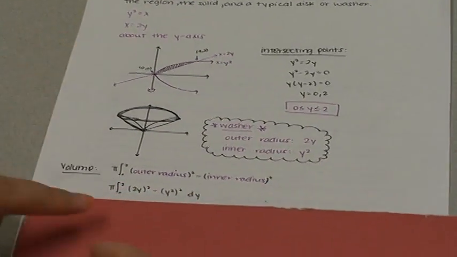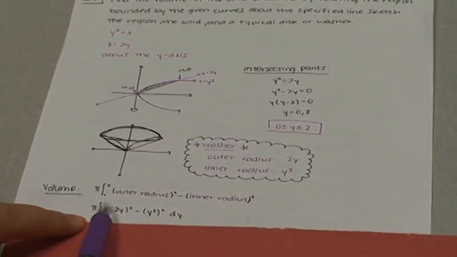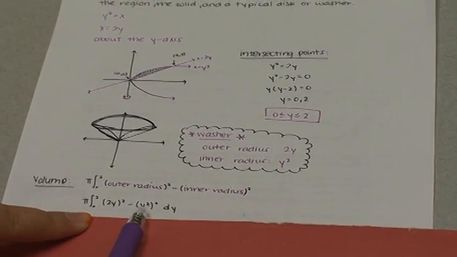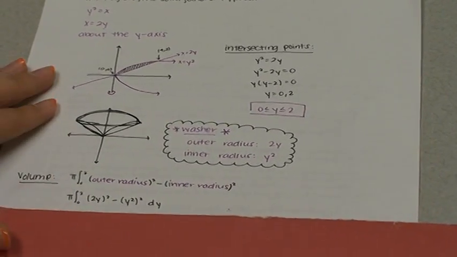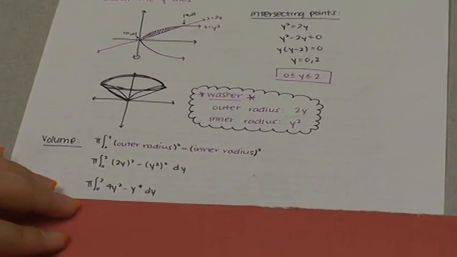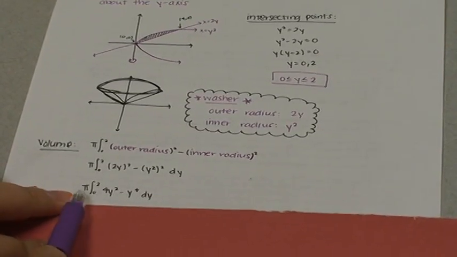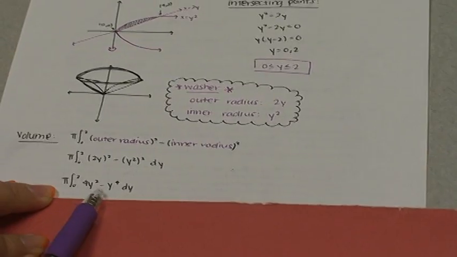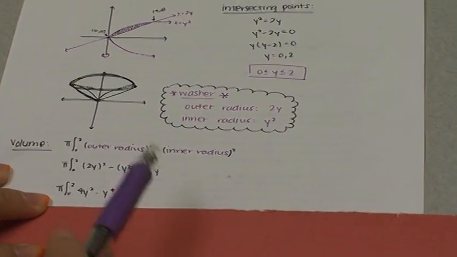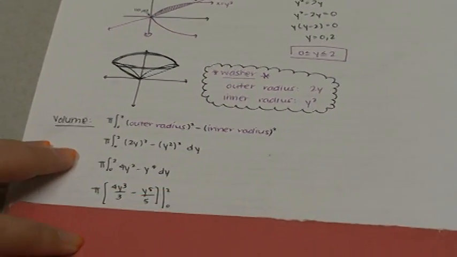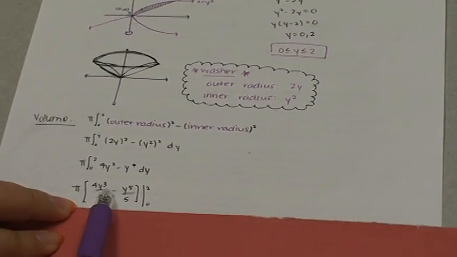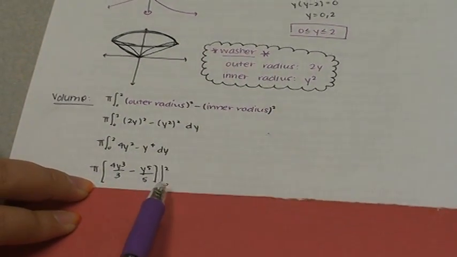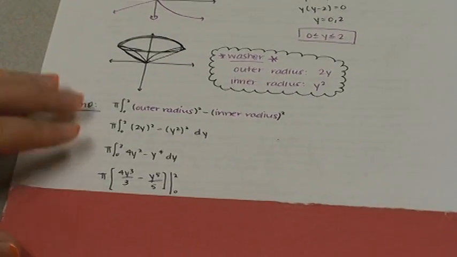So when we put it together, we get pi times the integral from 0 to 2 of (2y) quantity squared minus (y squared) quantity squared dy. And once we start solving it, before we integrate, we get pi times the integral from 0 to 2 of 4y squared minus y to the 4th dy. And after we integrate, we get pi times (4y cubed over 3 minus y to the 5th over 5), and then we need to evaluate it from 0 to 2.